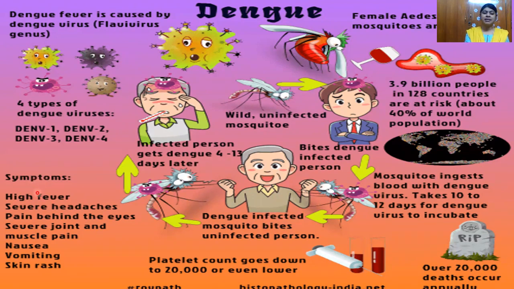These are the signs and symptoms that we just came across following all the 3 phases, which include high fever, severe headaches, pain behind the eyes, severe joint pain, severe muscle pain, nausea, vomiting, and skin rashes. And let's not forget the WBC count as well as the platelet counts, which are going to be really, really low.